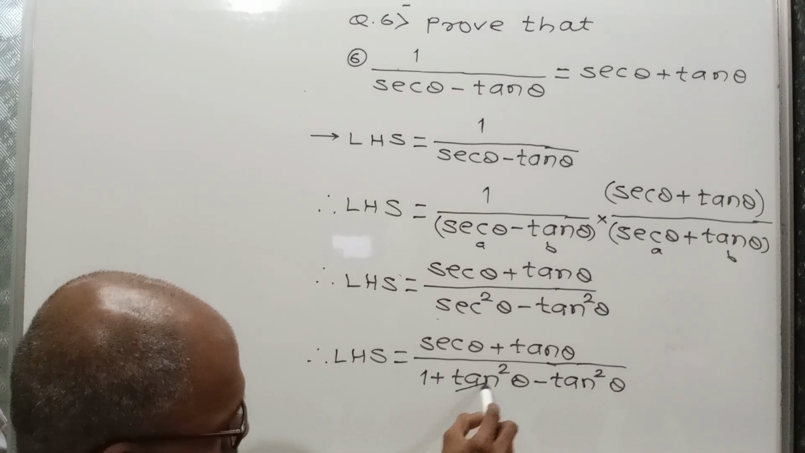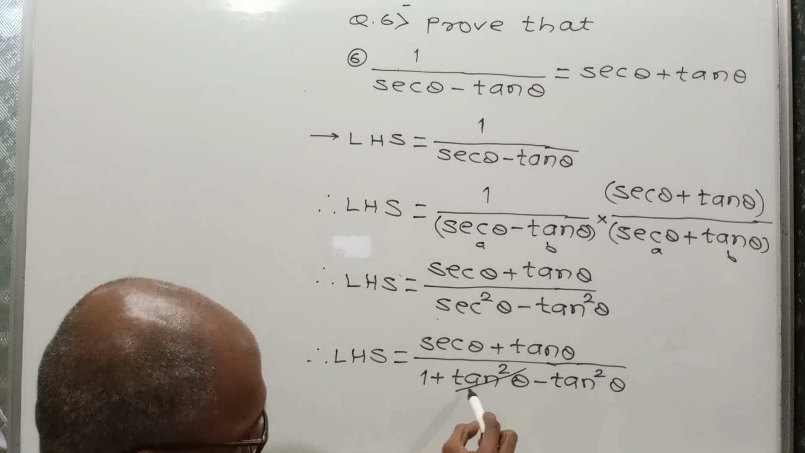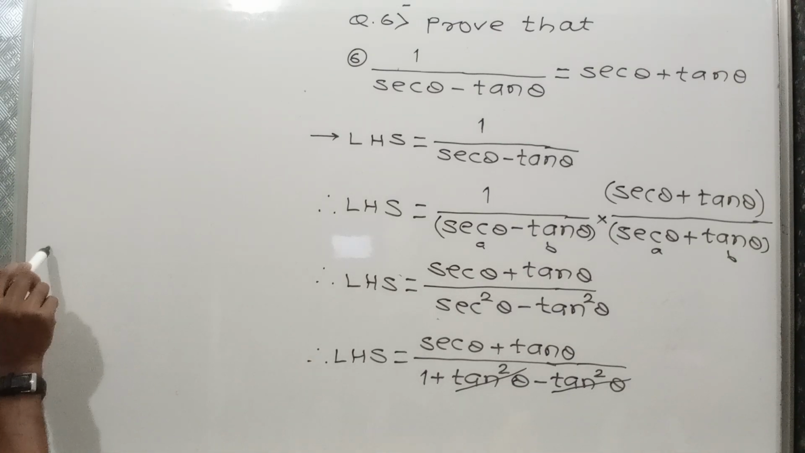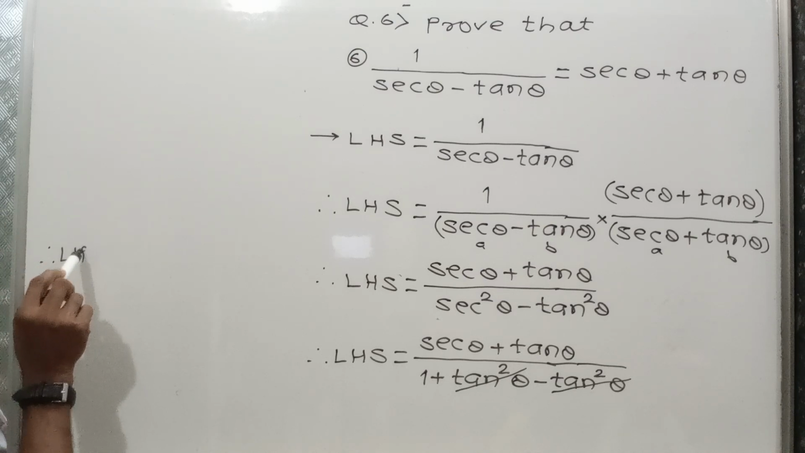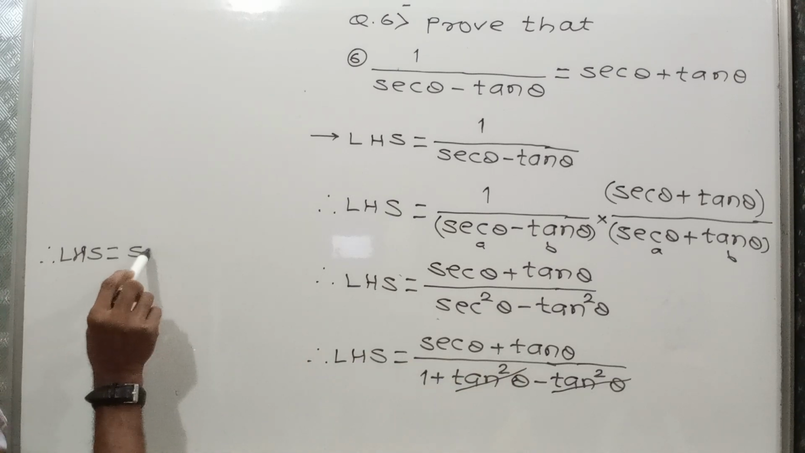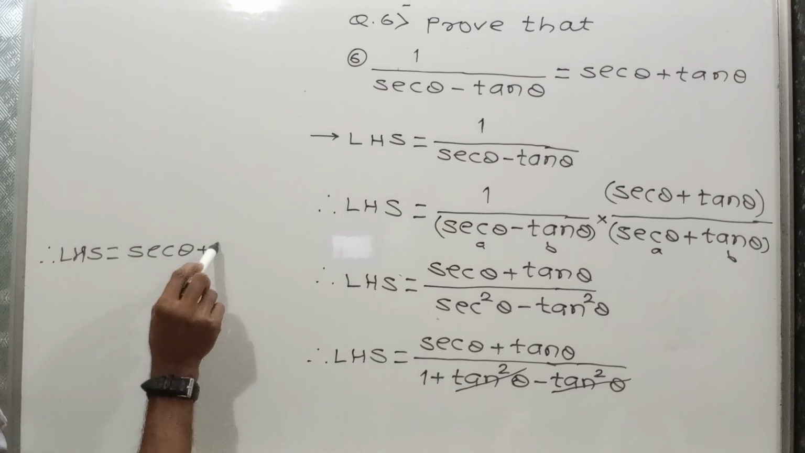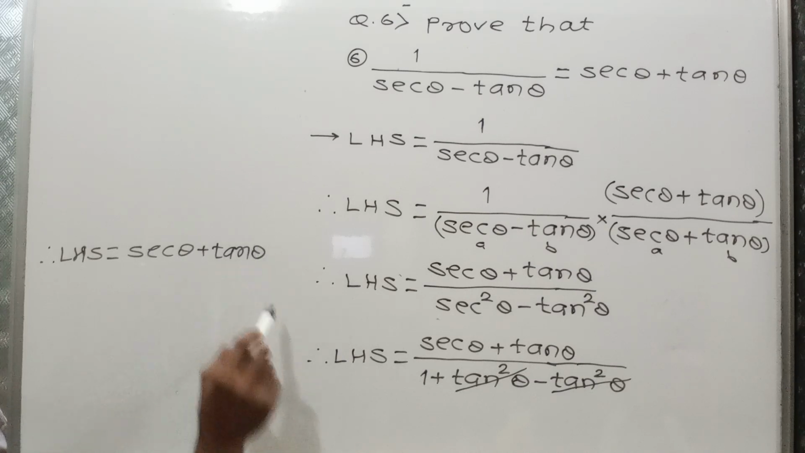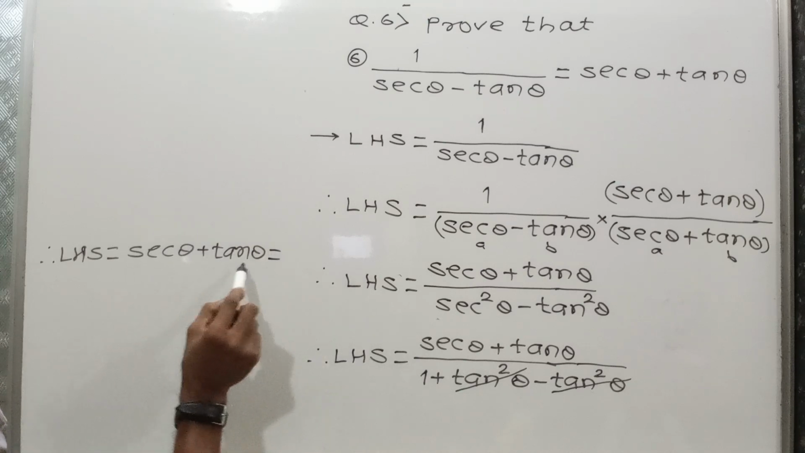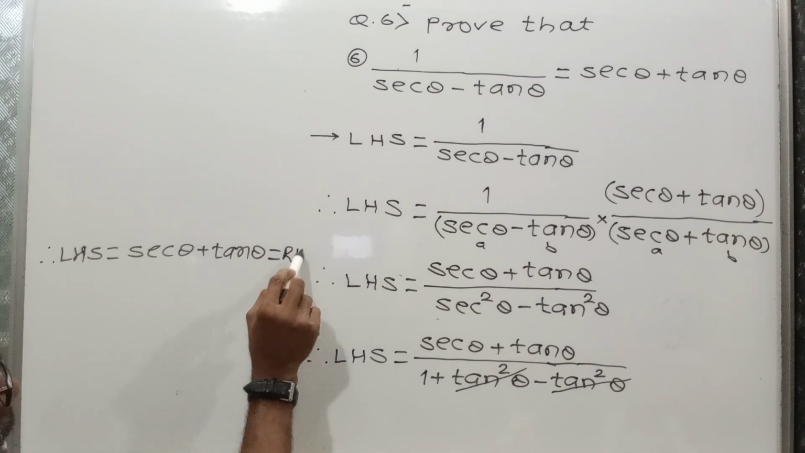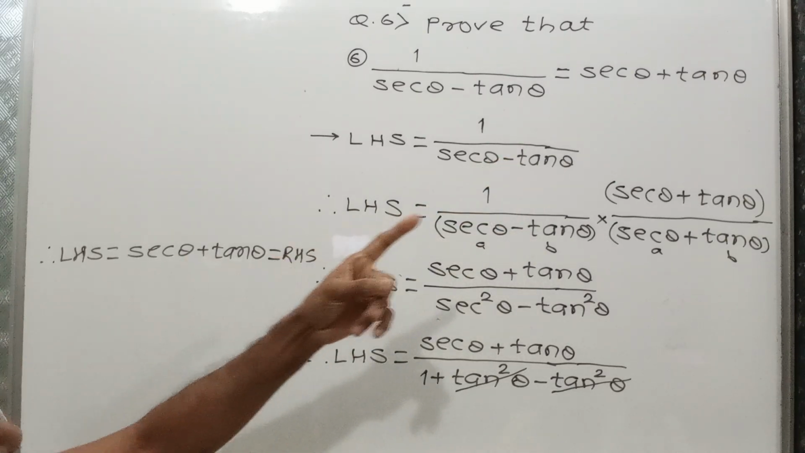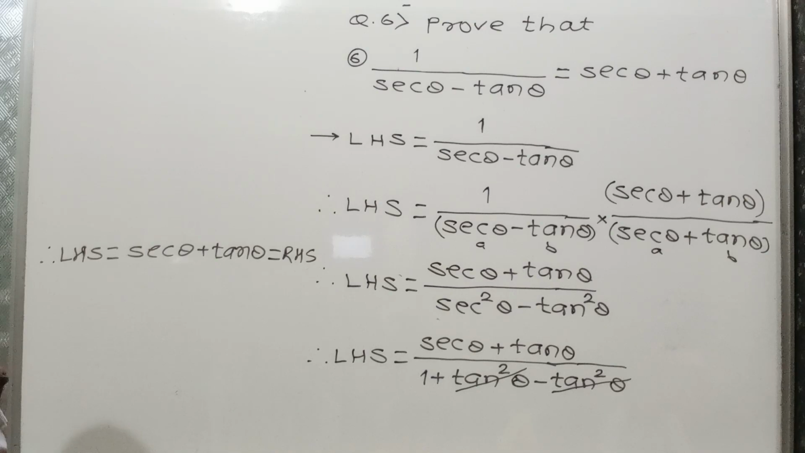Therefore, this tan square theta plus this, plus tan square theta minus tan square theta, cancel. Therefore, our LHS, see here, LHS is equal to sec theta plus tan theta upon 1, is equal to, don't write here upon 1, is equal to RHS. We wanted this sec theta plus tan theta as RHS. This is our answer.